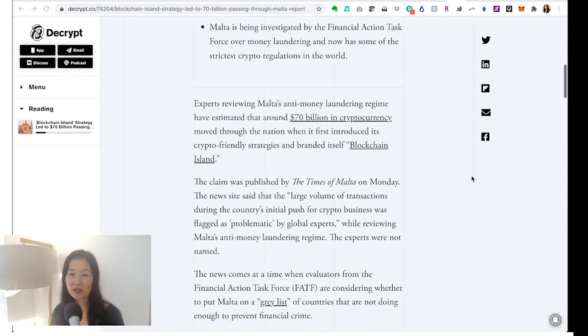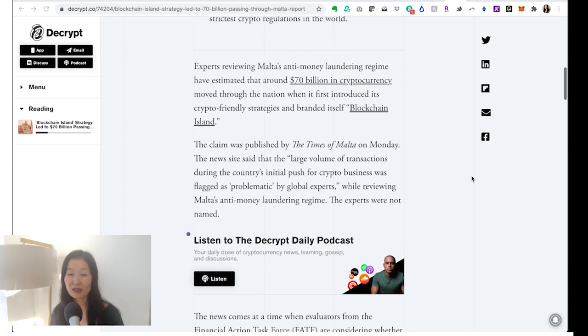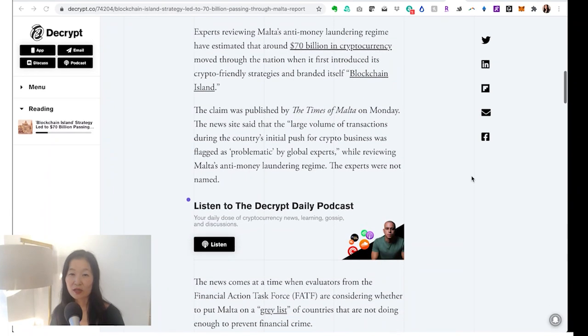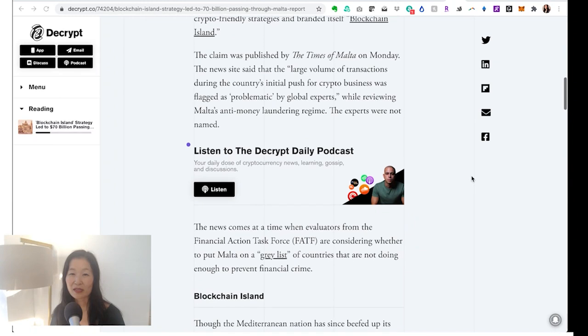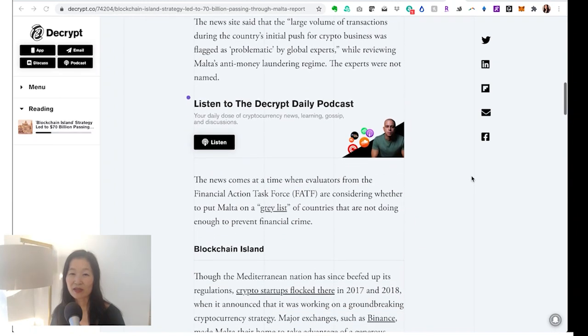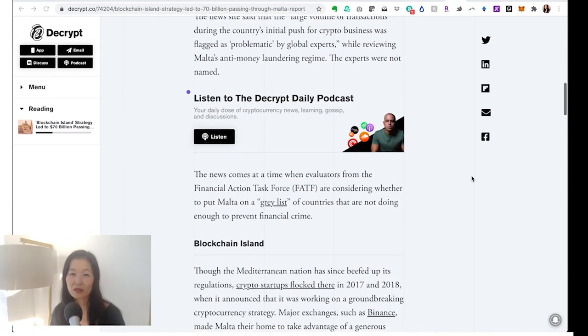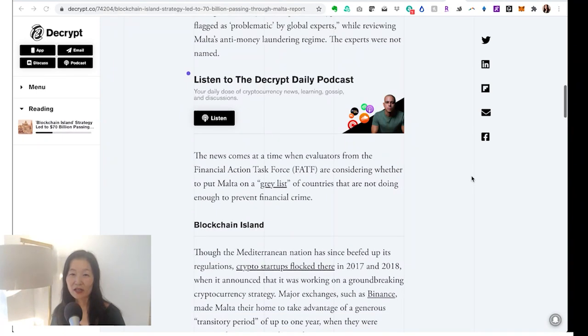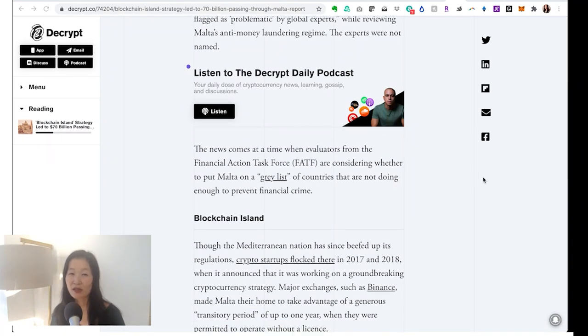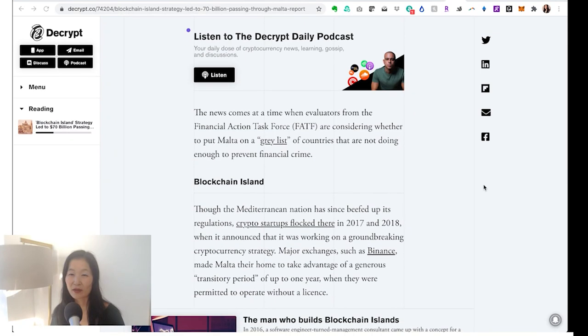According to the Times sources, quote, "Malta's act-fast approach to attracting digital currency platforms to the island before the necessary laws were in place was among the red flags facing the country." The news comes as evaluators from the Financial Action Task Force are considering placing Malta on its gray list of countries who are not doing enough to prevent financial crime.